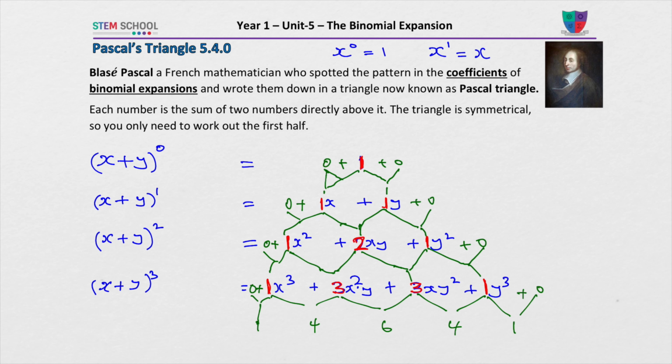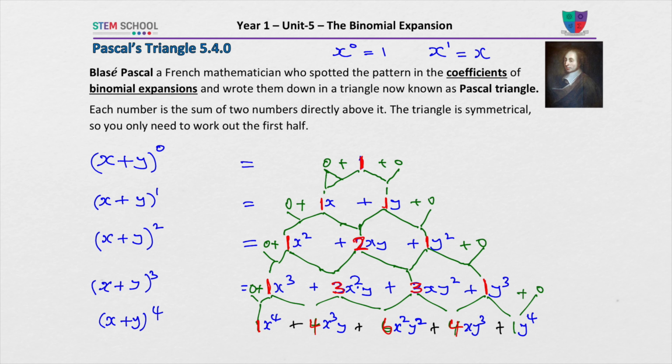So the expansion here will be x to the power 4, 4x cubed y, 6x squared y squared, 4xy cubed, and y to the power 4. Of course, with plus signs in between. So that's the expansion for x plus y to the power 4. And so that is Pascal's triangle.